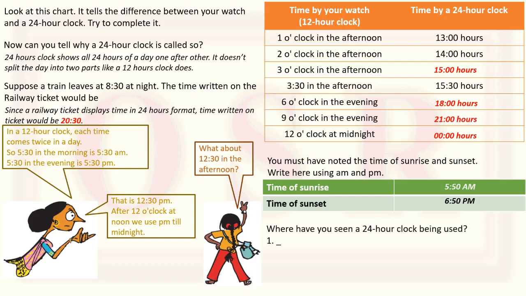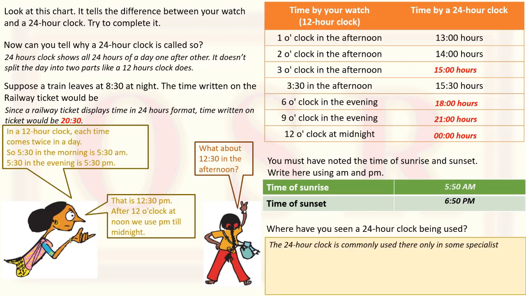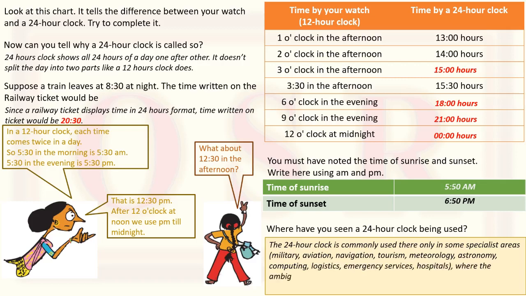Where have you seen a 24-hour clock being used? Yes guys, think about it. You would have seen it somewhere. The 24-hour clock is commonly used in some specialist areas like military, aviation, navigation, tourism, meteorology, astronomy, computing, logistics, emergency services, hospitals, etc., where the ambiguities of the 12-hour notation are deemed too inconvenient, cumbersome, or dangerous.